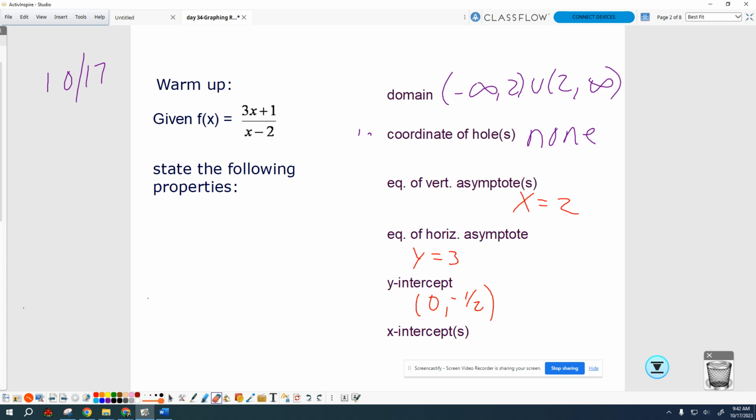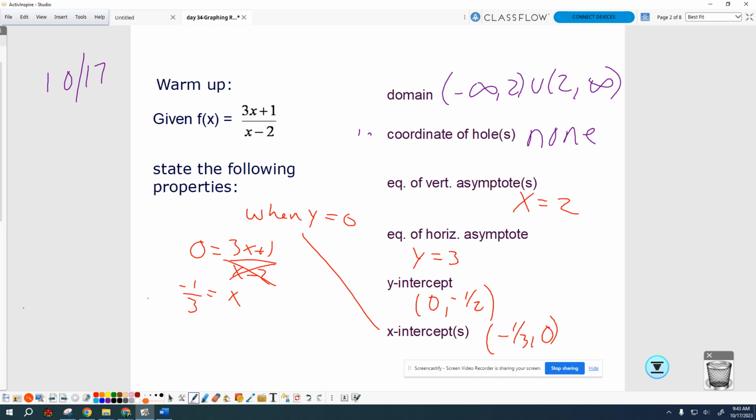Serene, how do I find x-intercepts? Set the whole equation to 0. Okay, what do I do now? It's going to be only the 3x plus 1 left. So you just solve the equation. So the x-intercept is -1/3, 0.